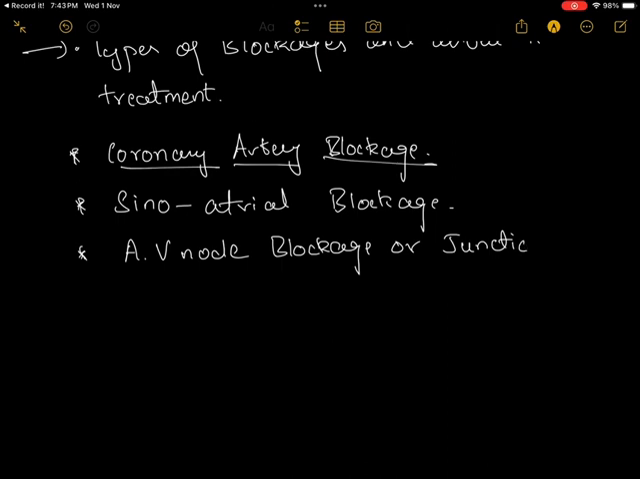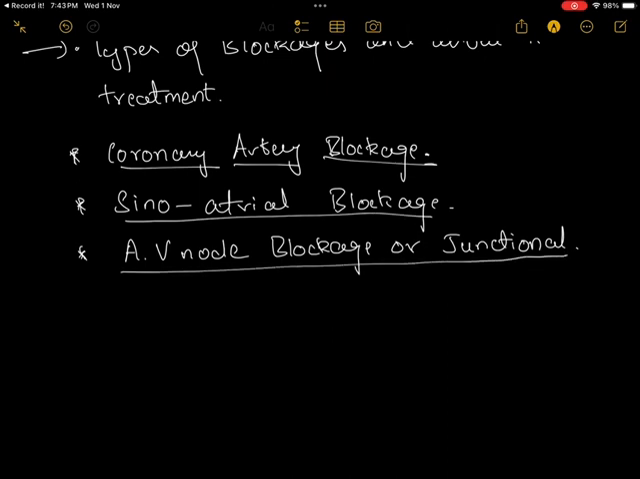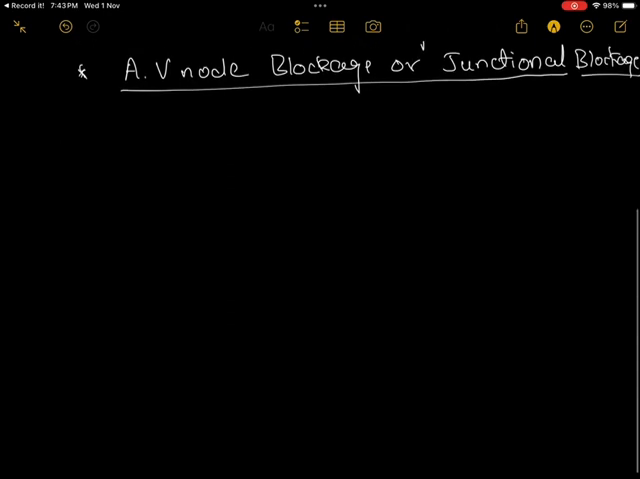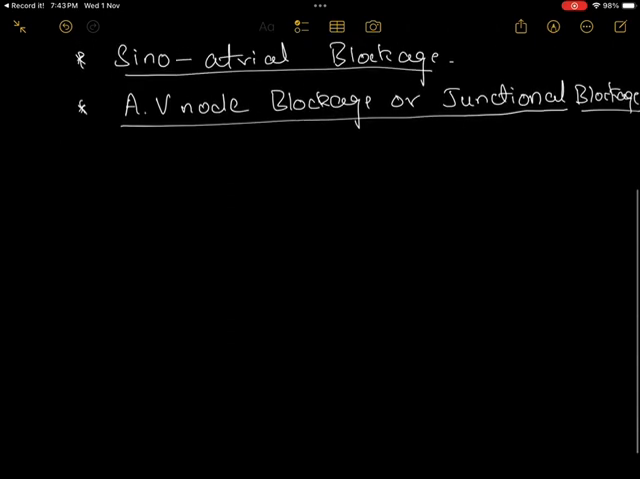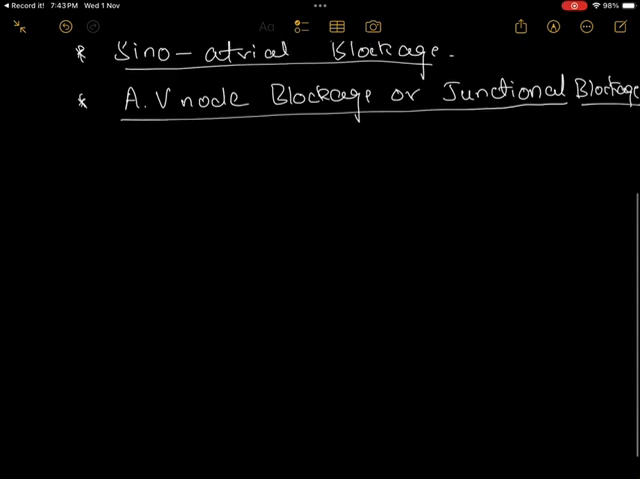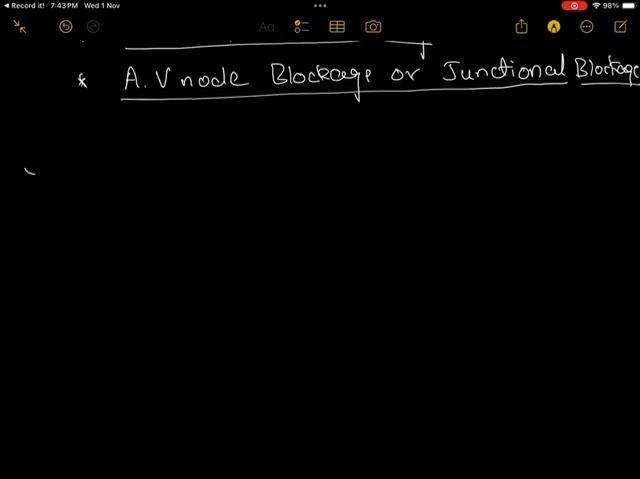Okay, so as you have discussed in the earlier class, we have discussed coronary artery blockage and the prophylaxis regarding it. So today we will be going through sinoatrial blockage and AV node blockage, or we also call it junctional blockage. So let me mention it down here, junctional blockage. So let us start with the second type of blockage, what we also call sinoatrial blockage.